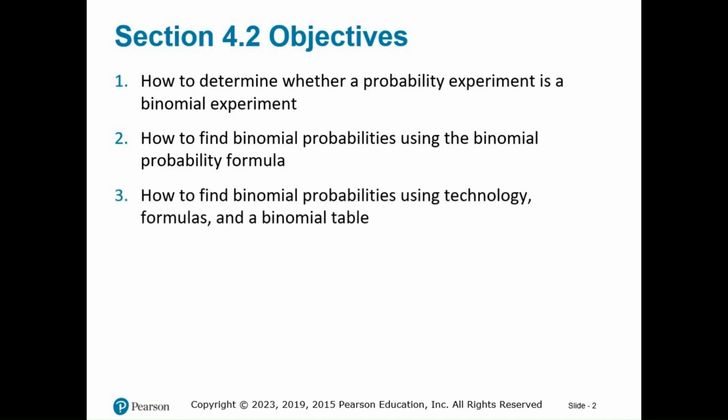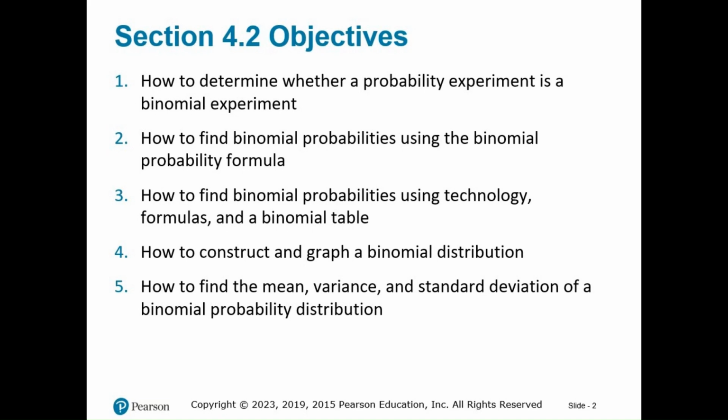We're going to talk about some shortcuts with technology and the formulas and the different tables that you can use to help solve these types of problems. We're going to talk about the graphs of these distributions, and we're going to find the mean, variance, and standard deviation of a binomial probability distribution.